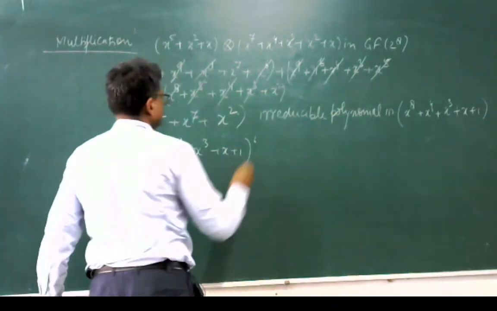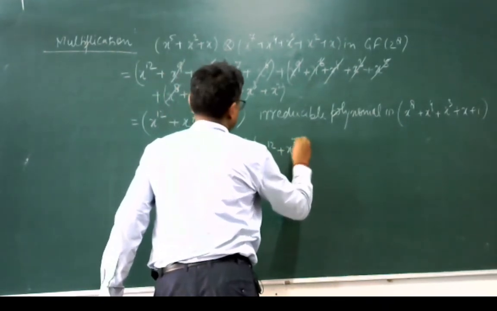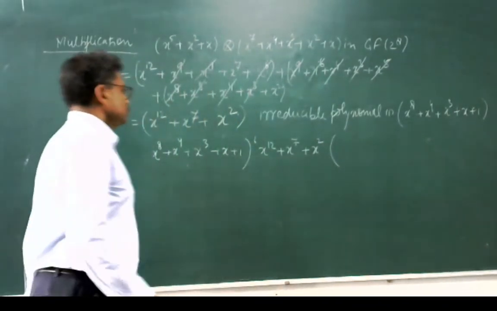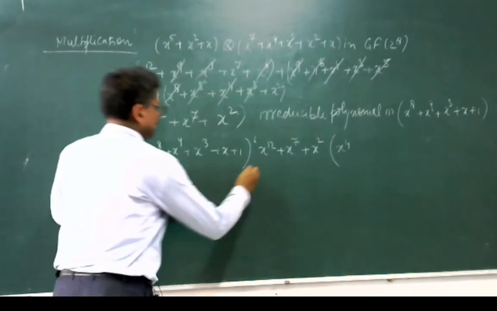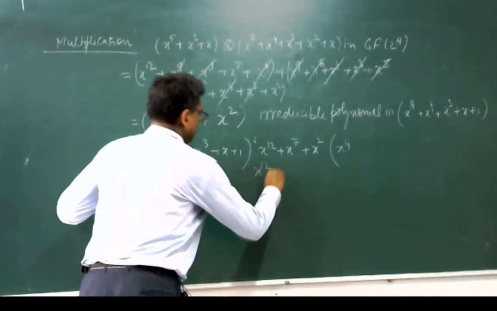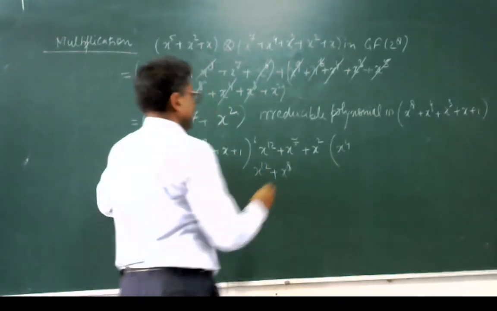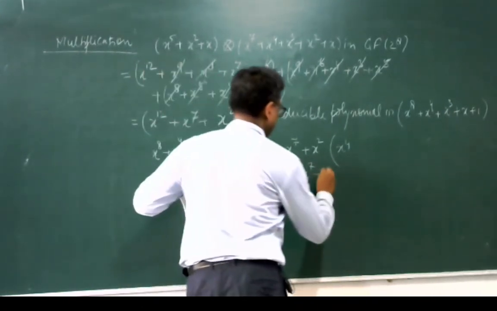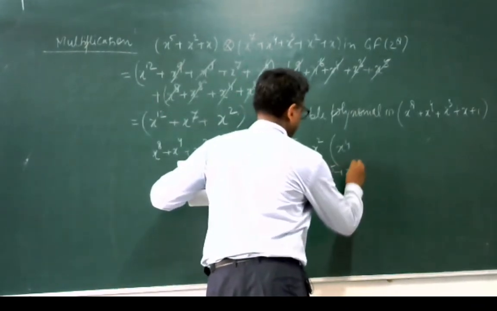And we have to reduce what? X to the power 12 plus x to the power 7 plus x square. So if I take it x to the power 4 times, so what will happen? It will have x to the power 12 plus x to the power 8, x to the power 7, x to the power 5 and x to the power 4.